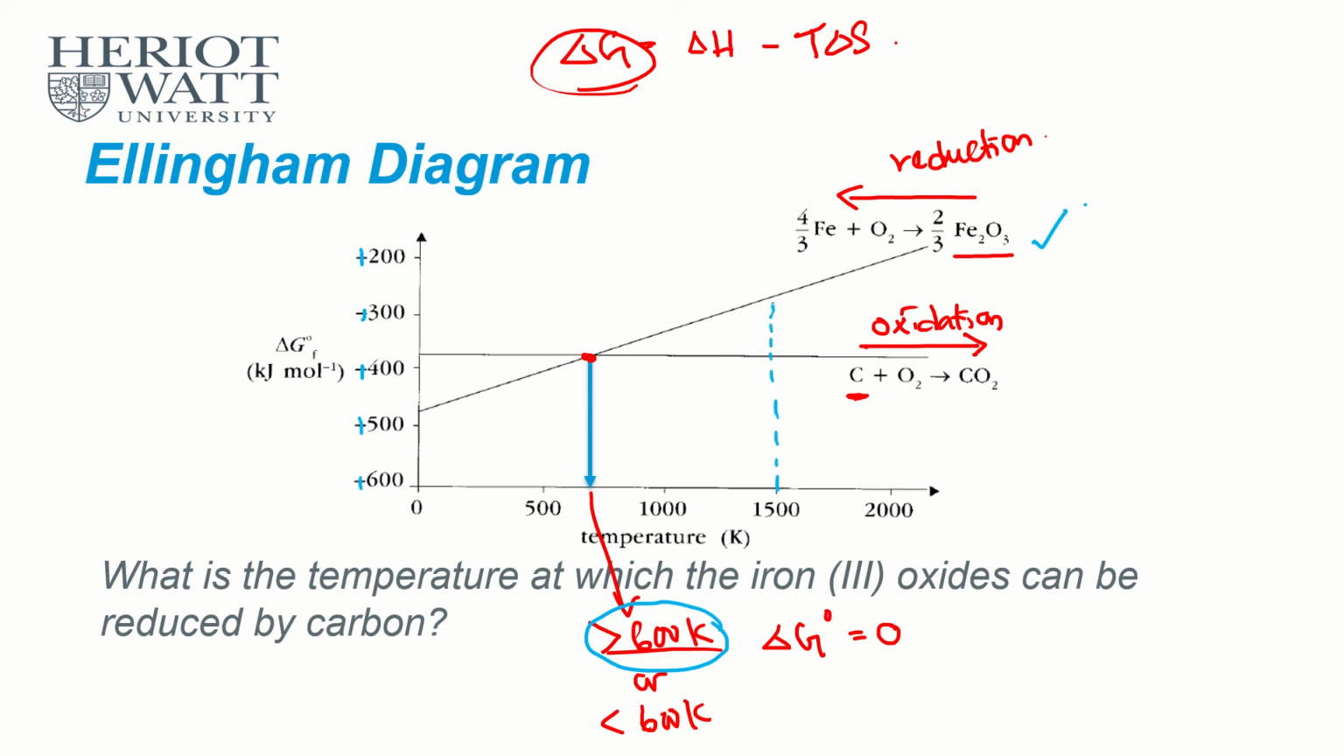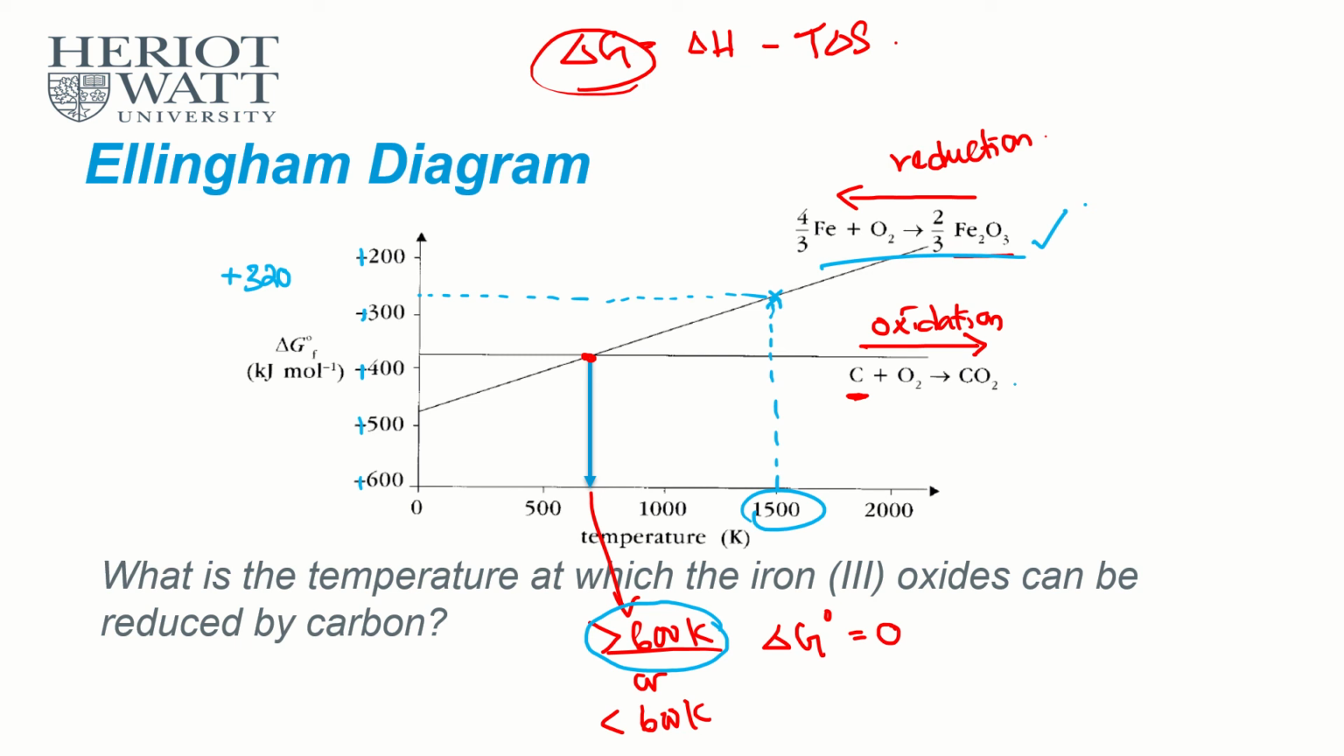I'm going up any random value up to here. And then I'm going to extrapolate it to the y-axis. And what is the value here? Roughly 320. So it's a positive 320. That will be the Gibbs free energy of these reactions at 1005 Kelvin, which is above 600. Okay, that's the first step.